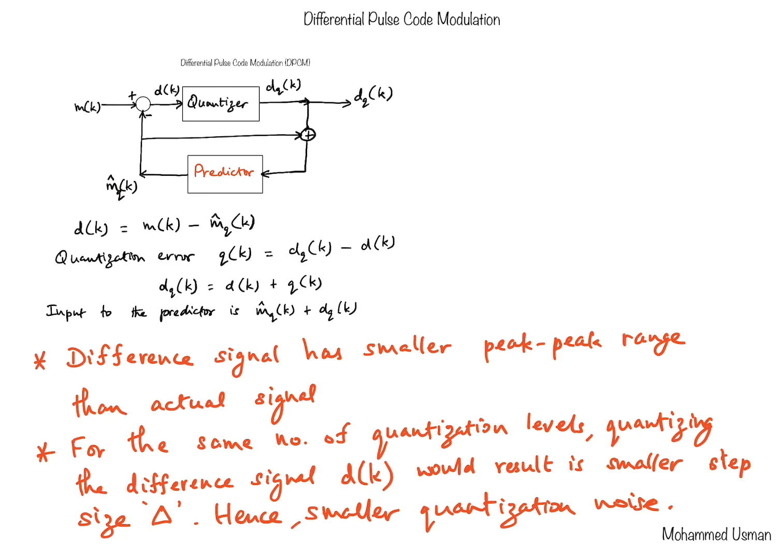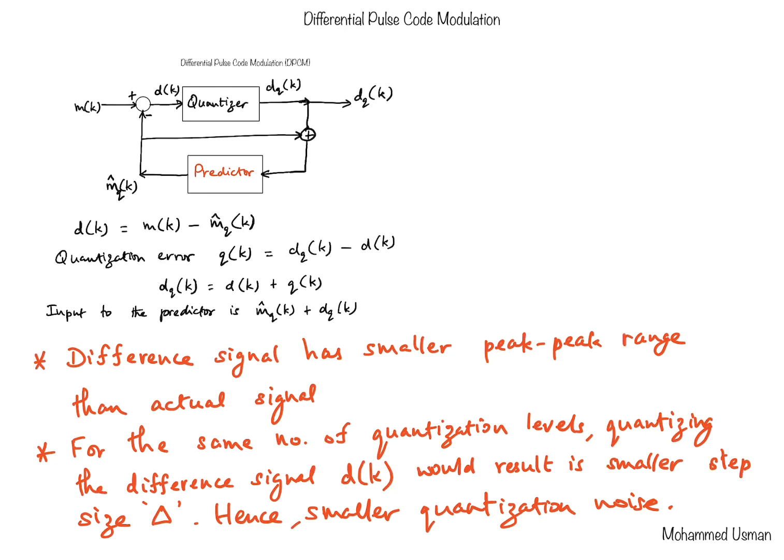The advantage it gives us is that, considering the predictor is accurate enough, the difference signal is going to have a smaller peak-to-peak range. Quantizing the difference signal, which has a smaller peak-to-peak range, means that for a given number of quantization levels, the quantization step size would become smaller.